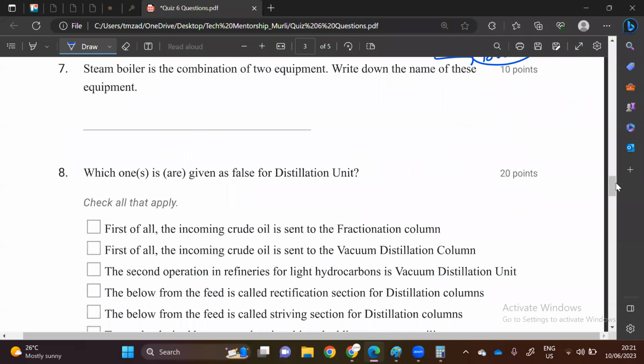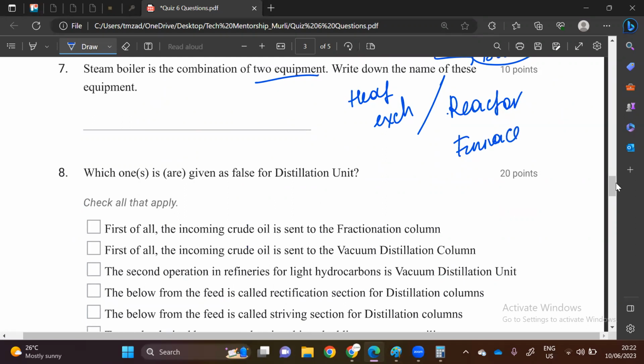So let's see. Steam boiler is a combination of two equipment. So write down the name of this equipment. In general, steam boilers are given as heat exchangers. We have the superheater section in this steam boiler. Also, in some cases, we are using some reactions. And in a heat exchanger, we don't have any reaction occurring. But in the case where a reaction must occur, we need to also use an additional reactor or furnace. The answer will be heat exchanger and reactor.